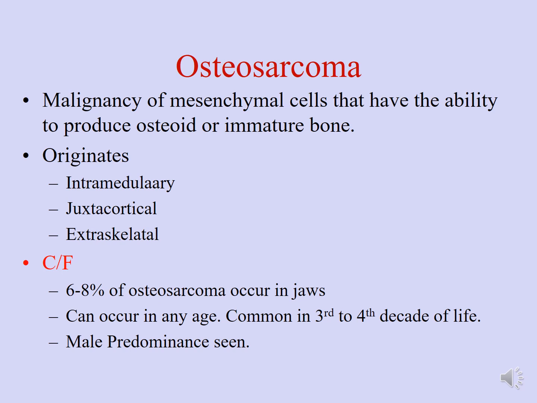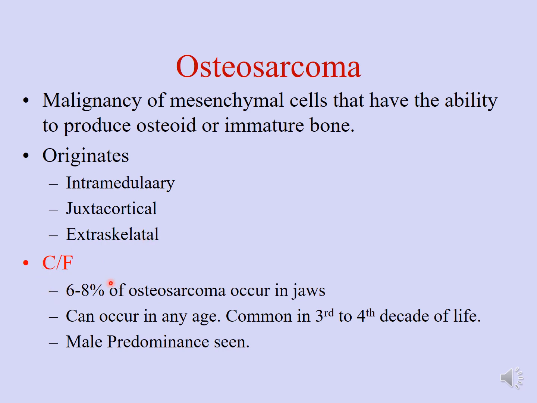Okay, so let's look at the malignant tumor. The most common malignant tumor is osteosarcoma. It's a malignancy of mesenchymal cells that have the ability to produce osteoid or immature bone. Now, sarcomas are highly malignant. Osteosarcomas have a very poor prognosis in the maxillofacial region. They can originate intramedullary, that means inside the marrow spaces, juxtacortical, that means adjoining the cortical bone, or extraskeletal, that means in soft tissue, which is very rare.